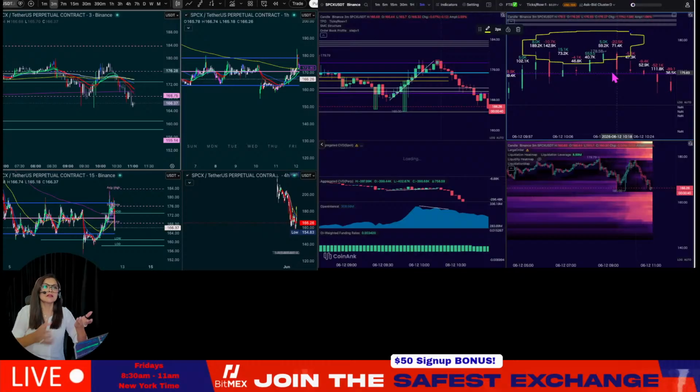So what that's telling me is that there is absorption. Absorption is when there's a lot of buying but price is not moving. That means there's a passive seller absorbing the buys, right? And so those could be just different little clues where we could look and say, well, maybe there's something here.